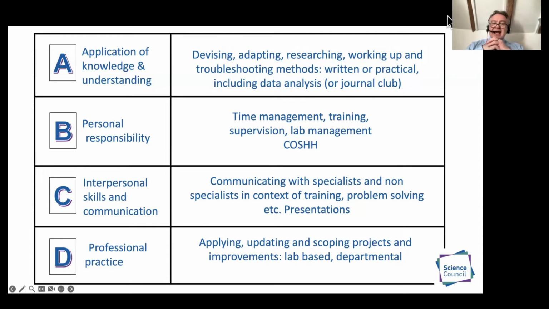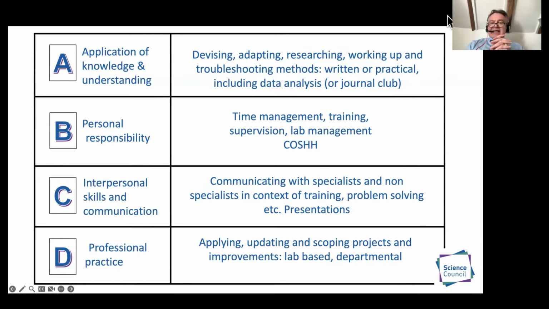Interpersonal skills and communication is about communicating with specialists who share your subject knowledge, also non-specialists in the context of training, problem solving, etc. It's also the modality of presentation, okay? It's about using tools like Teams, or using PowerPoint or Microsoft Publisher when you present at a conference.